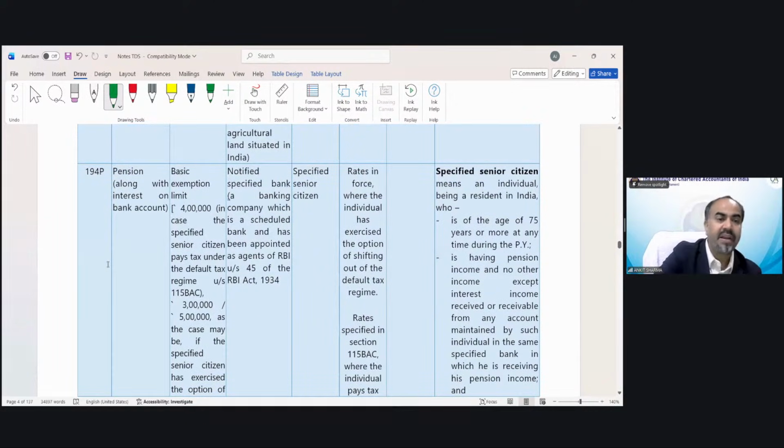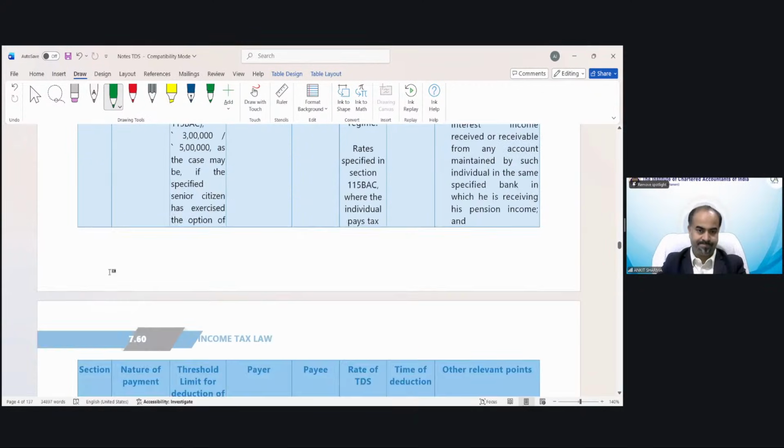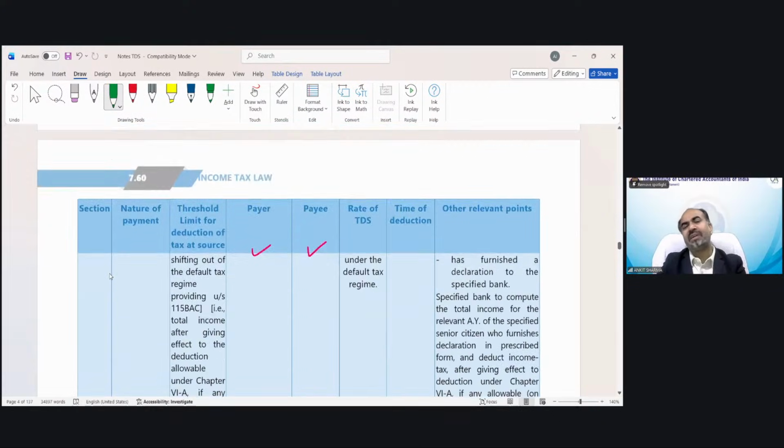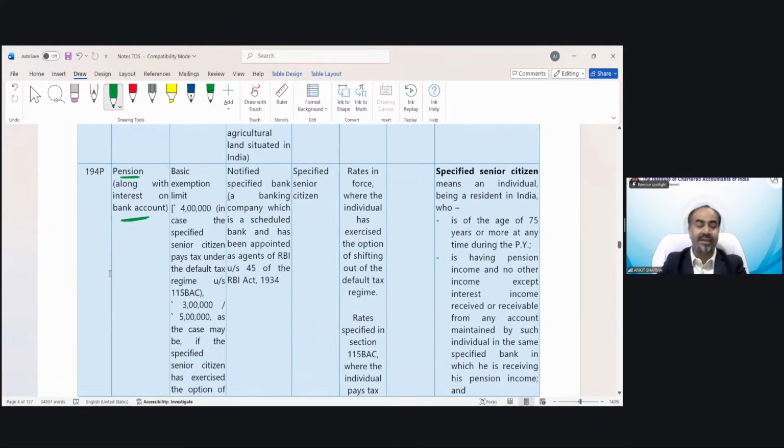Now section 194P. Pension. If you receive pension, then there would not be TDS in certain cases and there would be TDS in certain cases. So you might be seeing this section is huge, but only basic things have been written in the section. That's why it looks very huge, but there is nothing complicated or technical in this case. It says pension is generally received by a senior citizen.